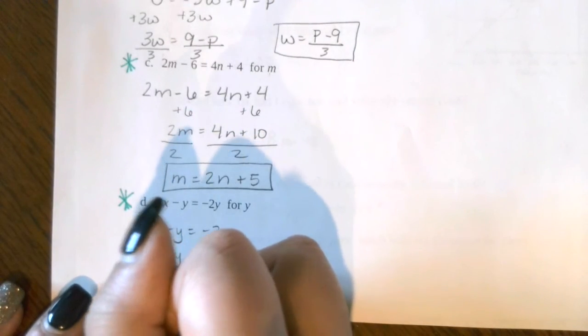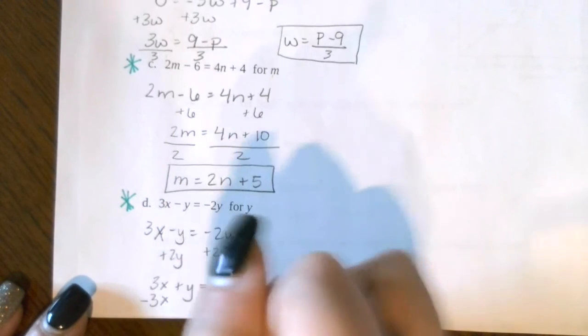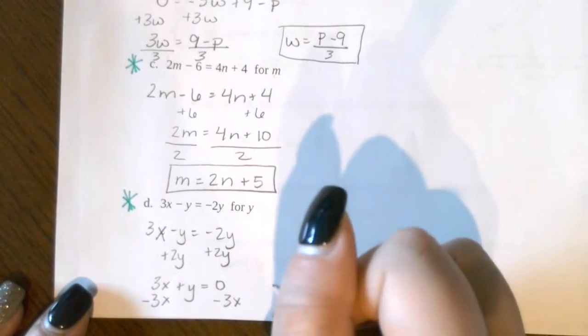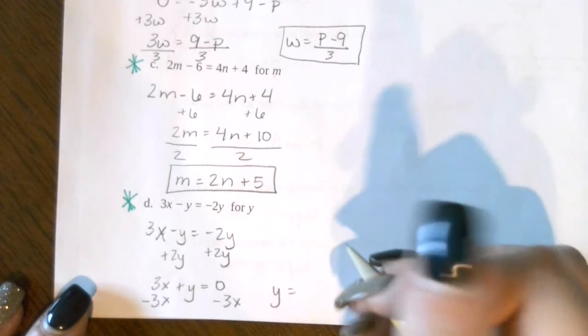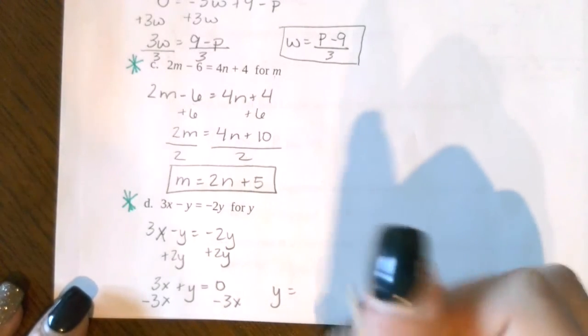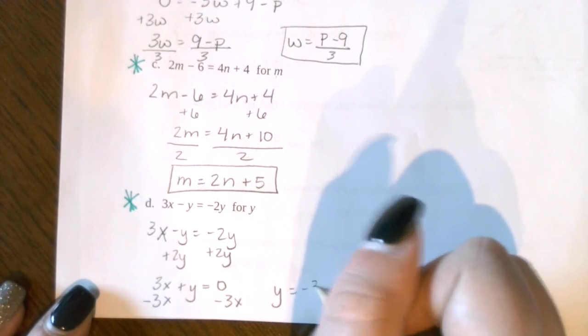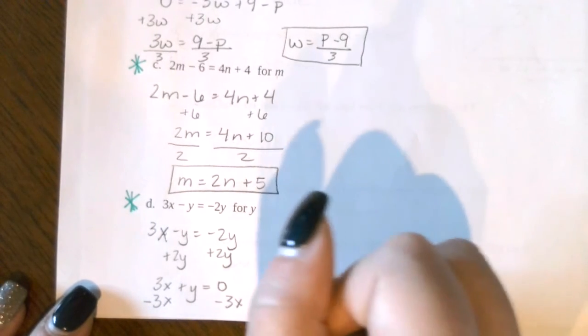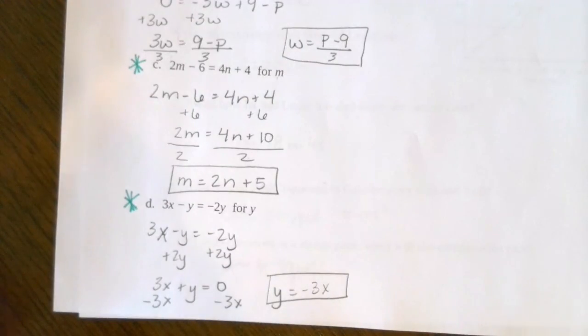Then I'm trying to solve for y, so I'm going to subtract by 3x on either side, which means I have just y left on the left. That's funny. Left on the left. Anyways. And then negative 3x on the right side. So there's what y would equal. All right. Hopefully that makes sense.